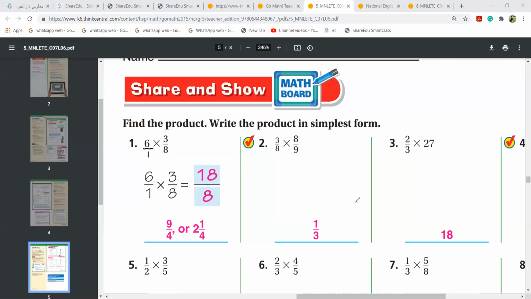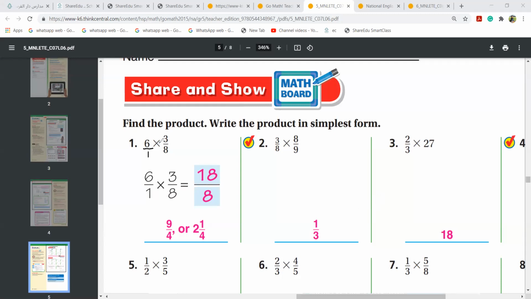Again I say, please turn to page number 453. Write today's date, 14 Feb. We'll continue with the lesson, multiplying fractions.